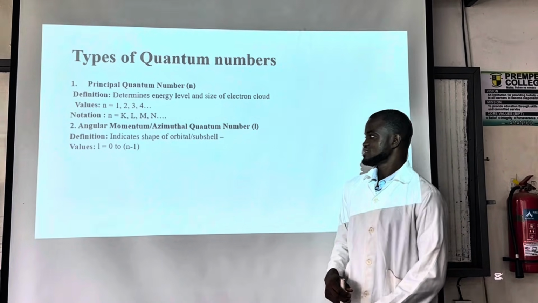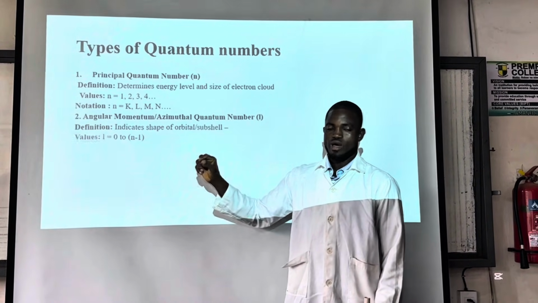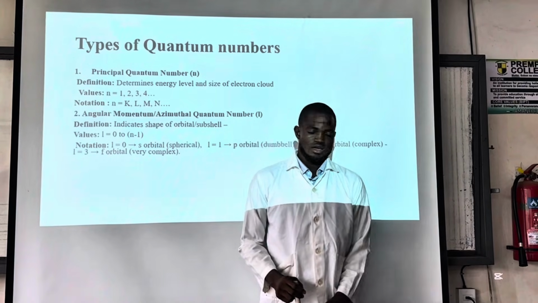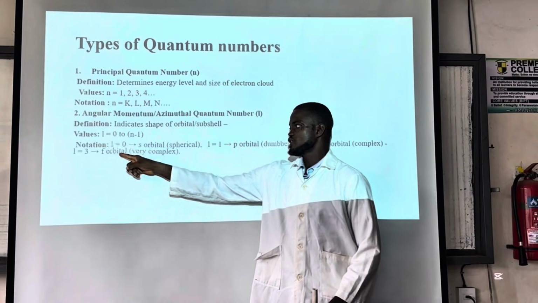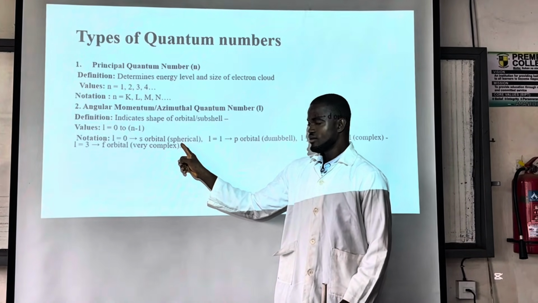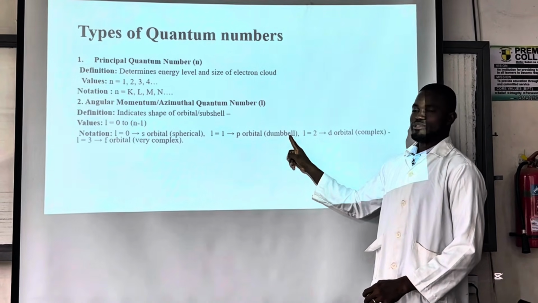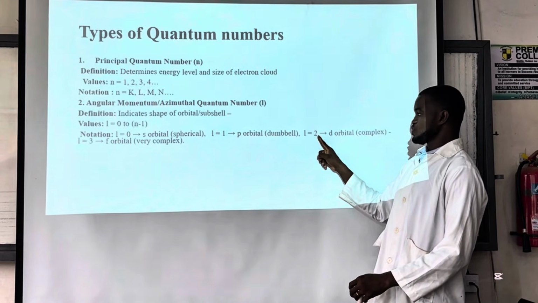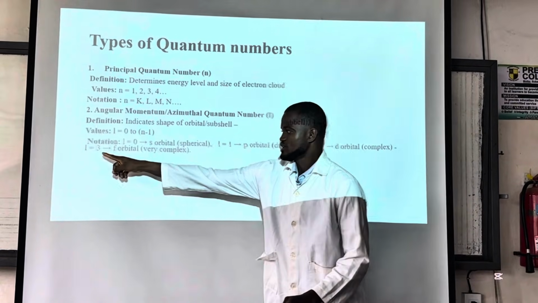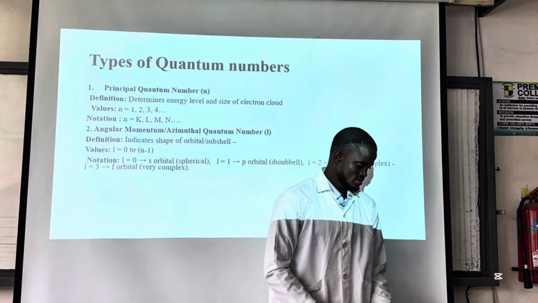In terms of values, the values of l is 0 to n minus 1, where n means the principal quantum number. Notation: when l is equal to 0, we call it the s orbital and the shape is spherical. When l is equal to 1, it is called the p orbital and the shape is dumbbell. When l is equal to 2, we call it the d orbital and it's complex. When l is equal to 3, that is the f orbital and it's very complex.